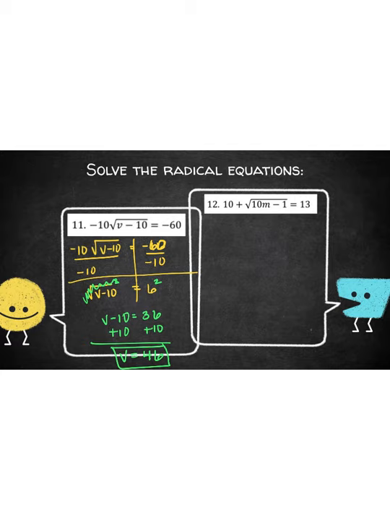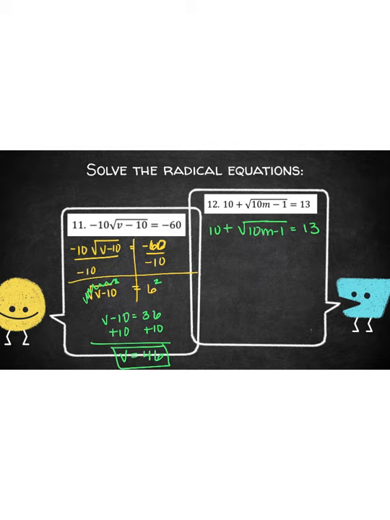Okay, so we're going to do the same thing with number 12. Notice you have 10 plus on the outside. Well, that's just like saying 10 plus on the other side of the radical. If it's not in the radical and if it's not right next to it, then we're just going to add or subtract like we normally would. So I have 10 plus, and then my radical, 10m minus 1 equals 13.